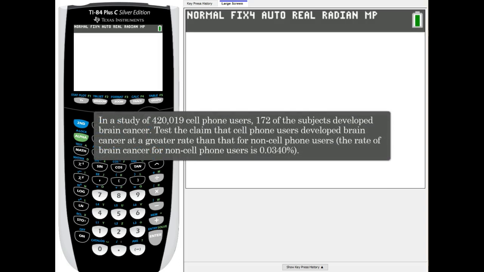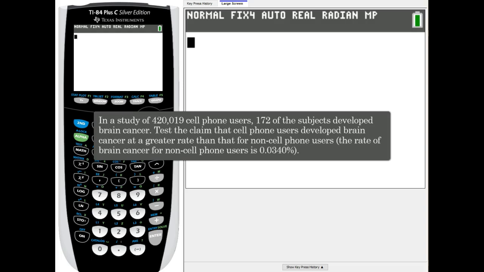In a study of 420,019 cell phone users, 172 of the subjects developed brain cancer. We want to test the claim that a cell phone user develops brain cancer at a greater rate than that for a non-cell phone user. And we know the rate of brain cancer for non-cell phone users is 0.0340%.